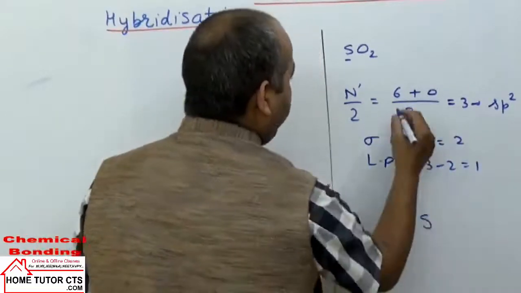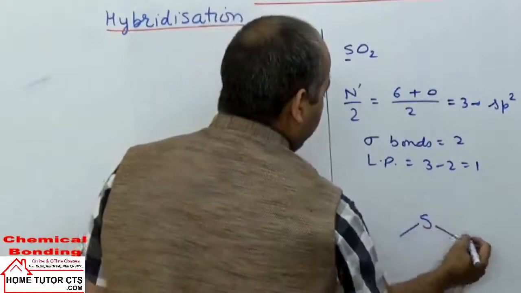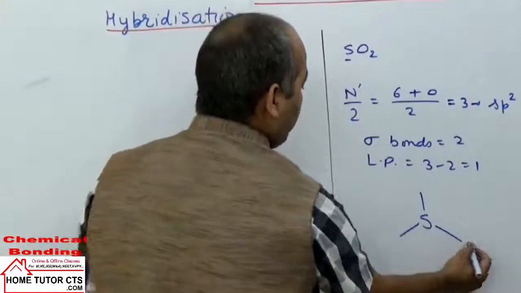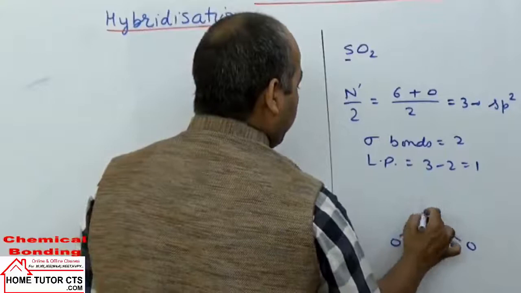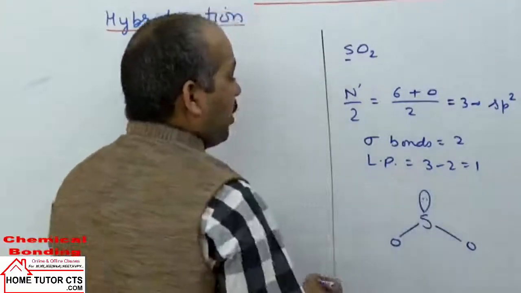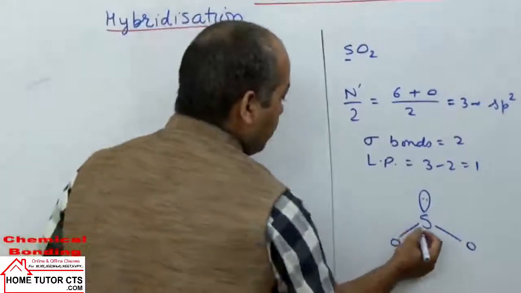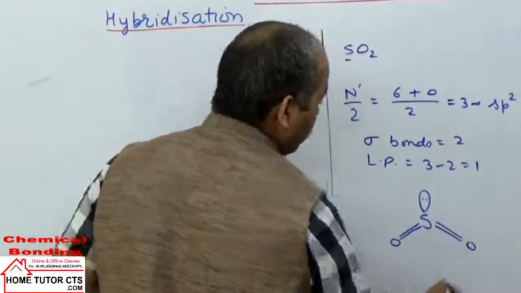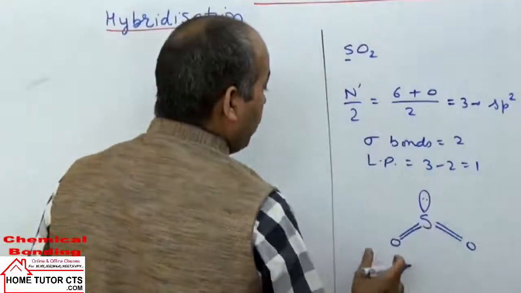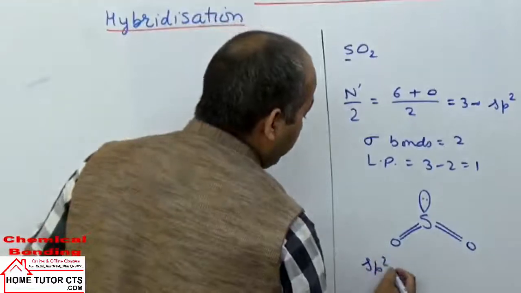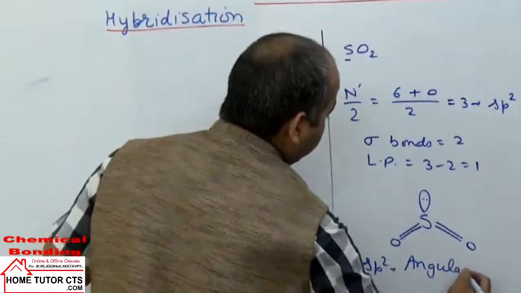For sp2 hybridization, what is the geometry? Trigonal planar. Now there are 2 oxygen atoms, so we place 2 oxygen atoms here, and one position is a lone pair. Oxygen is divalent, so it should have a double bond. So this is the hybridization of the SO2 molecule. Hybridization is sp2, and the geometry or shape becomes angular or bent.